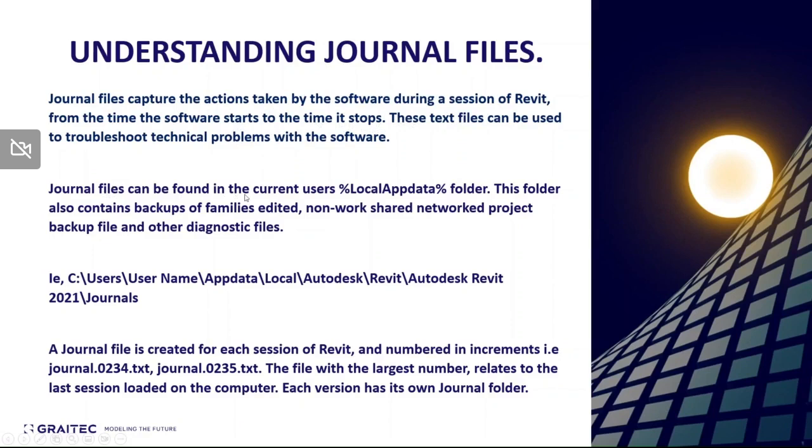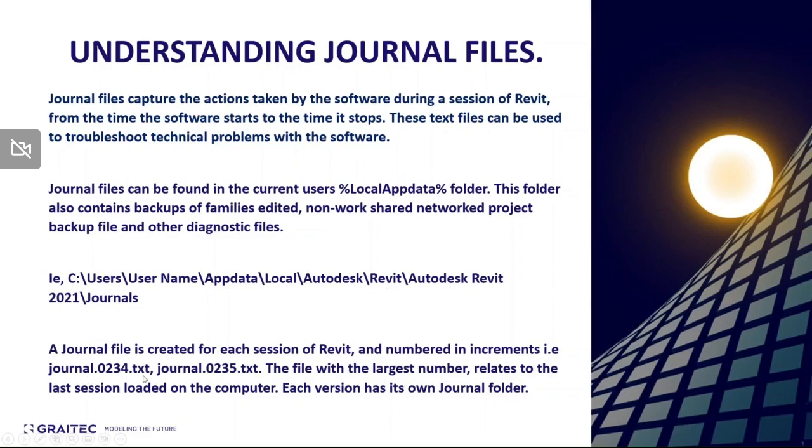Journal files typically can be found in this location. So users, your username, app data. App data within Windows is typically a hidden folder, so you might have to show hidden folders to be able to visualize that. Local, Autodesk, Revit, your version of Revit, and then there's a dedicated journals folder.